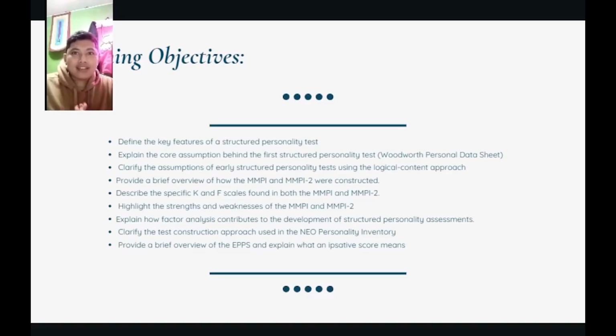And then next, we will clarify the assumptions of the early structured personality tests using the logical content approach. Next, we will provide a brief overview of how the MMPI and the MMPI-2 were constructed. We will describe the specific K and F scales found in both the MMPI and the MMPI-2. We will highlight the strengths and the weaknesses of the MMPI and the MMPI-2.